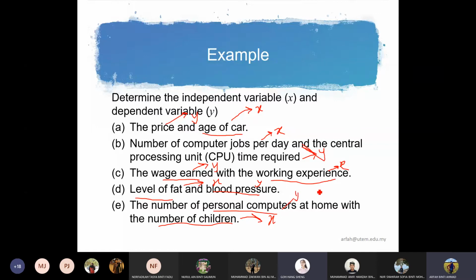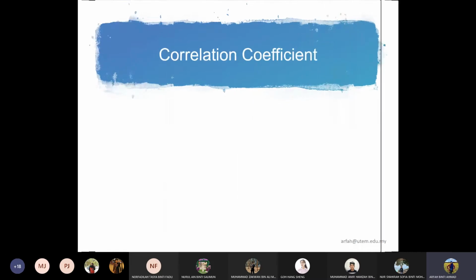Okay. Sebab makin banyak anak, makin banyak lah kau kena komputer. Kalau tak ada anak kucing je, no computer needed. Okay. So, kena fikir banyak-banyak kalau nak banyak anak. Belanjaan pun akan banyak. Okay.